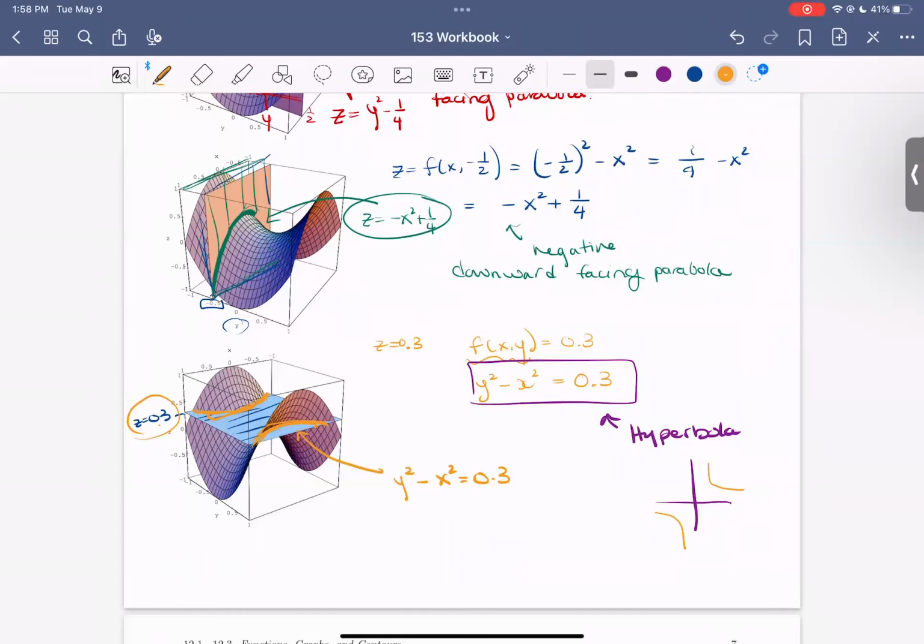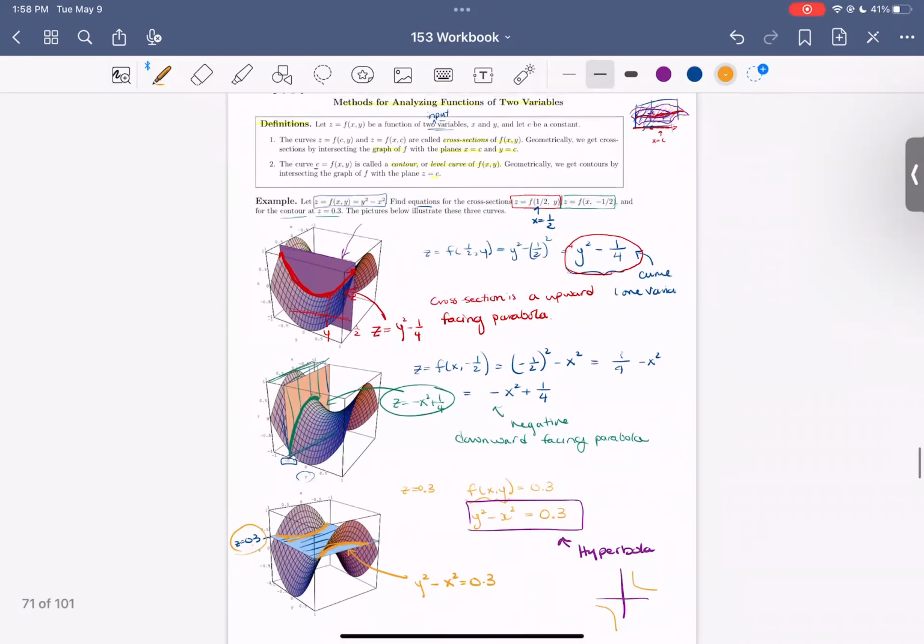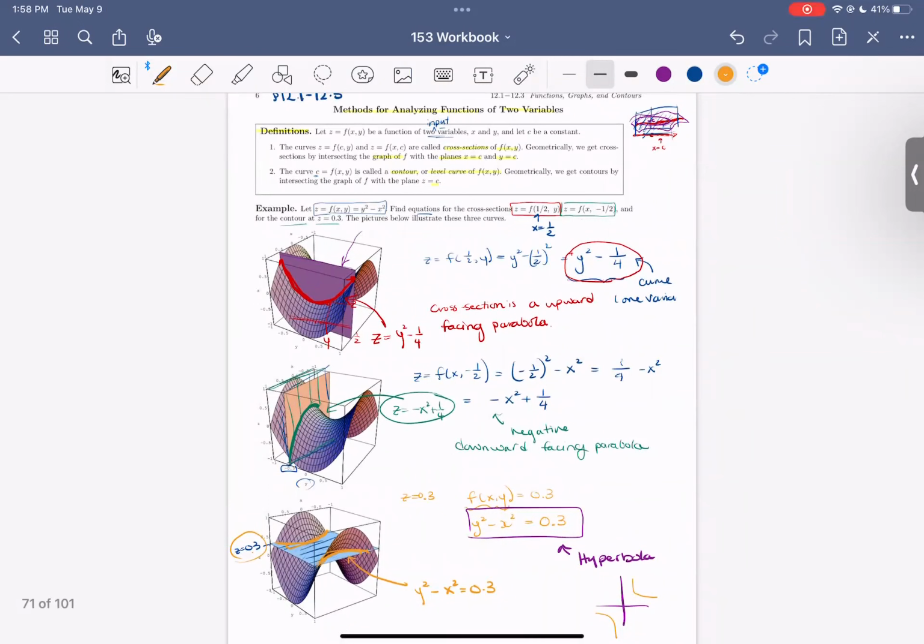All right, great work going through this example. And so please refer to this example to help yourself practice how we can analyze those functions of two variables. So just to summarize, the technique is to look at these cross sections by fixing an x or a y, and looking at contours or level curves by fixing an output z and determining the x and y points that give us that z value.